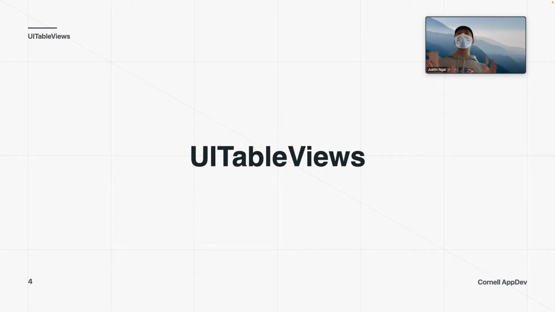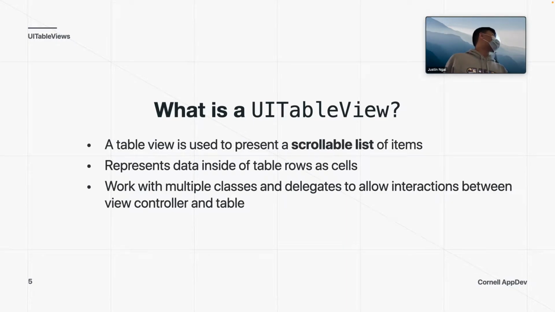So a table view is one of those. And the one that we're going to cover on Wednesday is called a collection view. So today we're talking about table views. So what is a table view? A table view is basically a view used to present a scrollable list. So, kind of in the name, right?